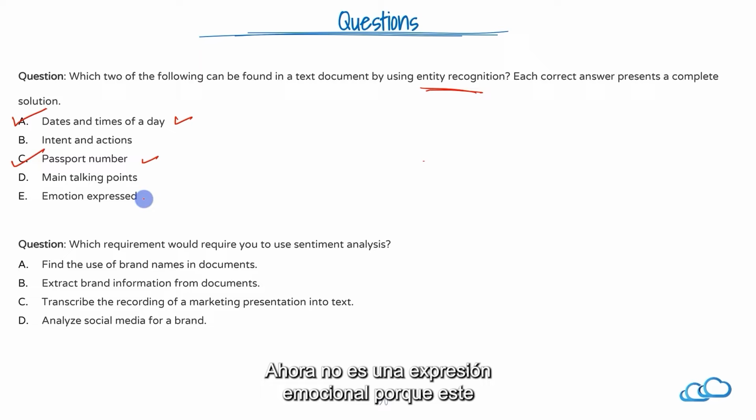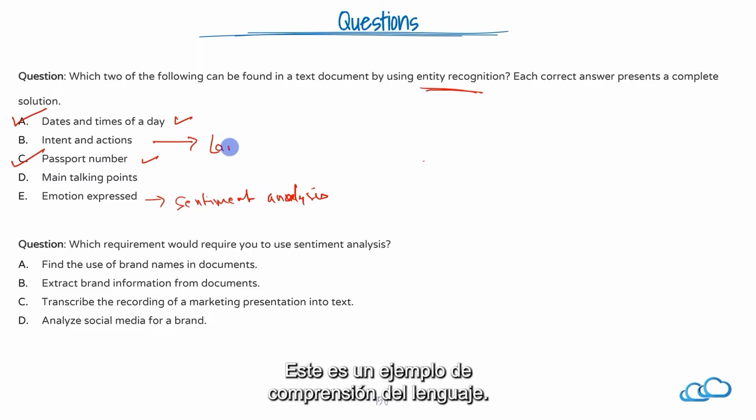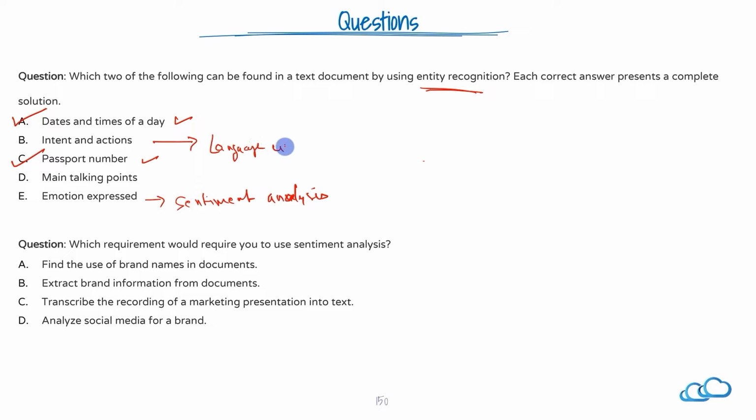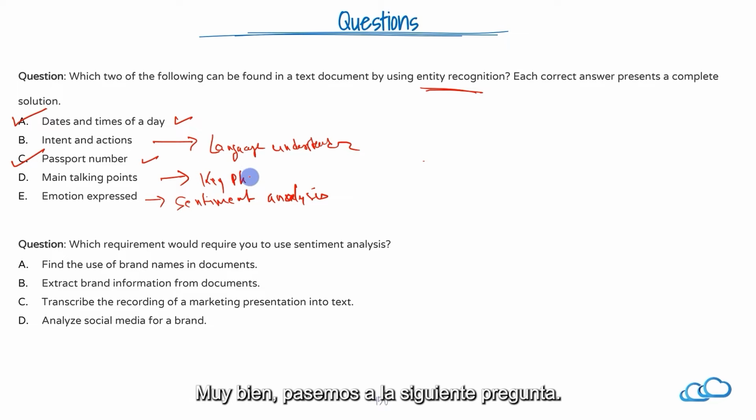Now, emotion expressed is not it, because this is an example, if you remember, of sentiment analysis. And if you look at intent and action, again, this is not entity recognition. This is an example of language understanding. And main talking points, as we discussed, is an example of key phrase extraction.